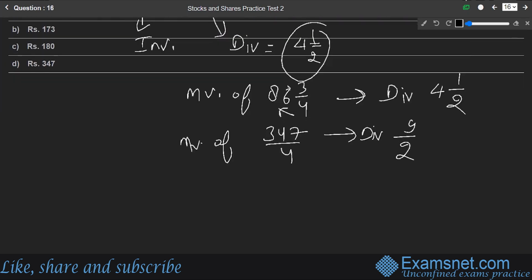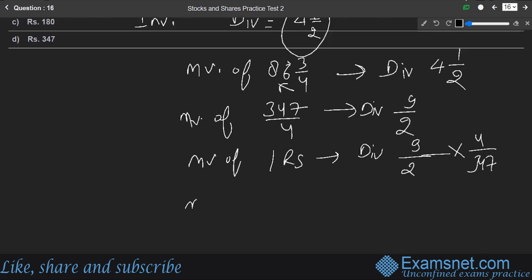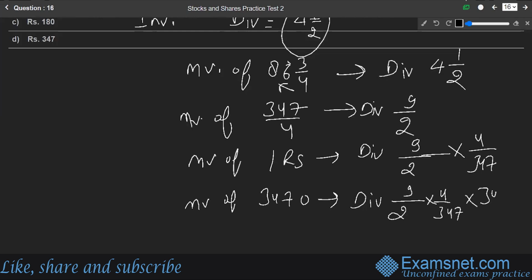So market value of 1 rupee will fetch us the dividend of how much? We can simply divide 9 by 2 by 347 by 4, which is actually multiplying it by 4 by 347. The multiplicative inverse goes to the multiply side. How much is the total investment? Total investment is given in the question, 3470. So market value of rupees 3470 will realize how much dividend? This is a simple unitary method: 9 by 2 into 4 by 347 into 3470. This is how we can calculate the next step.